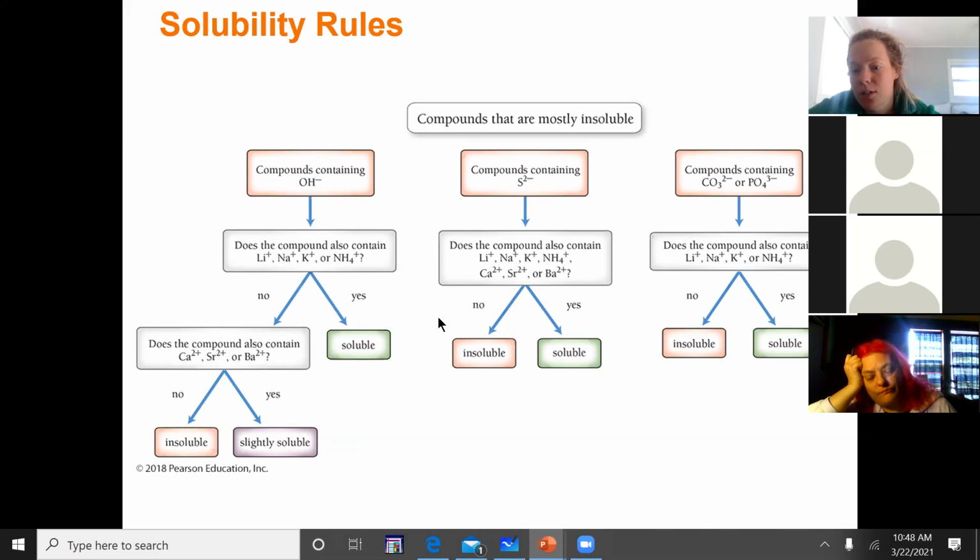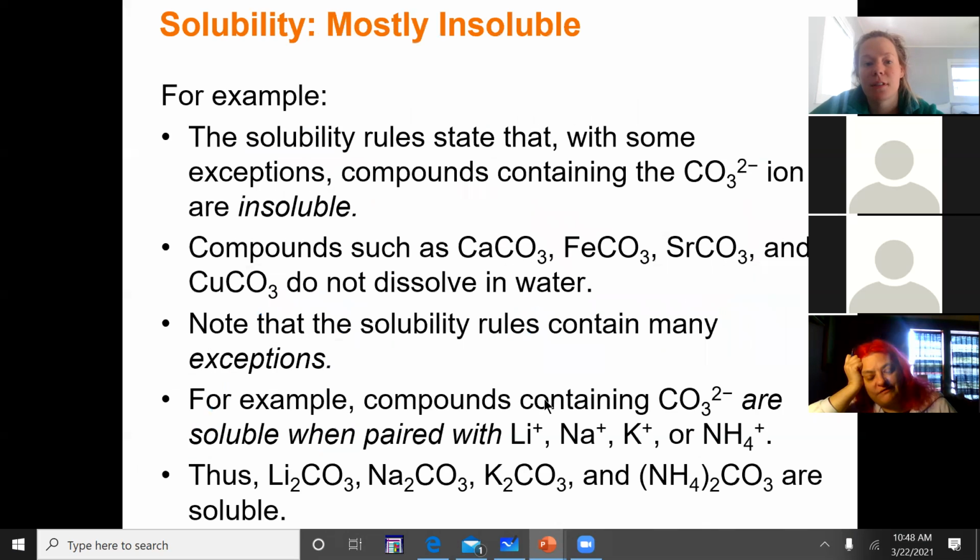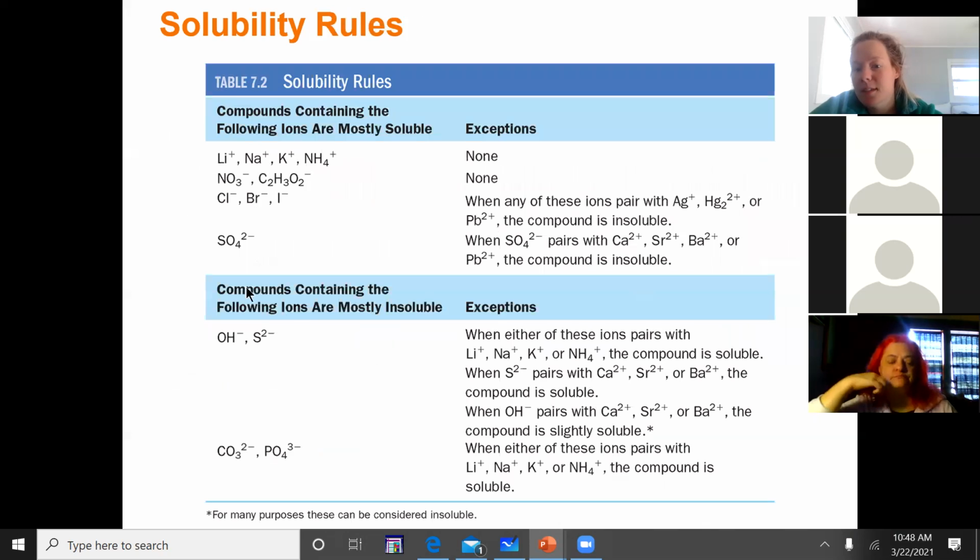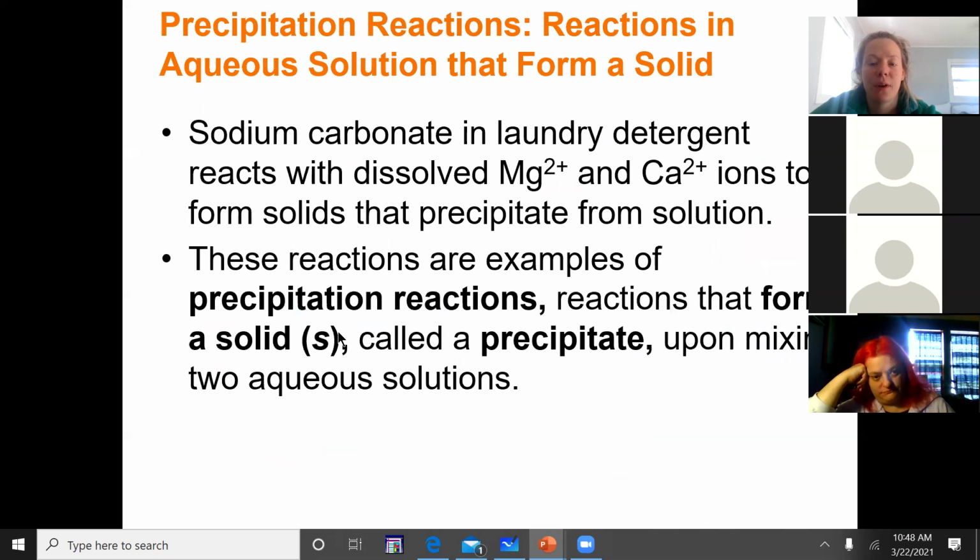Again, these solubility charts are not something you have to have memorized. They're in an appendix in your book. You just need to be able to reference them. Here's another way that the solubility charts are written.